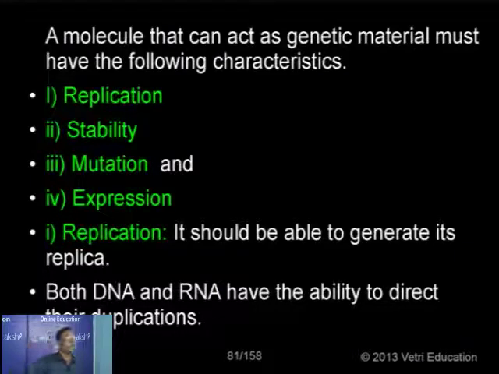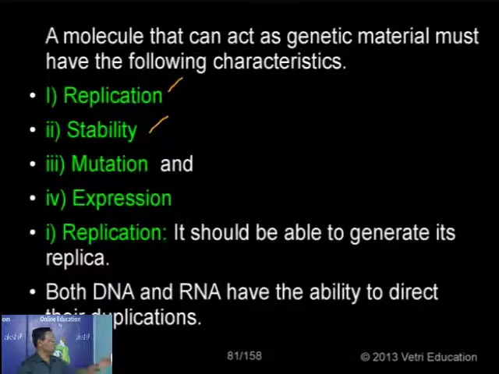Suppose we are assuming a material that is genetic in nature. It should exhibit four important properties. What are the four important properties of a genetic material? We will consider them as genetic material only when they have these properties. So any genetic material, either RNA or DNA, has the following four properties. Number 1, replication. Number 2, stability. Number 3, mutation. Number 4, expression. They should have all these four properties; then only we can consider them as a genetic material, either DNA or RNA.